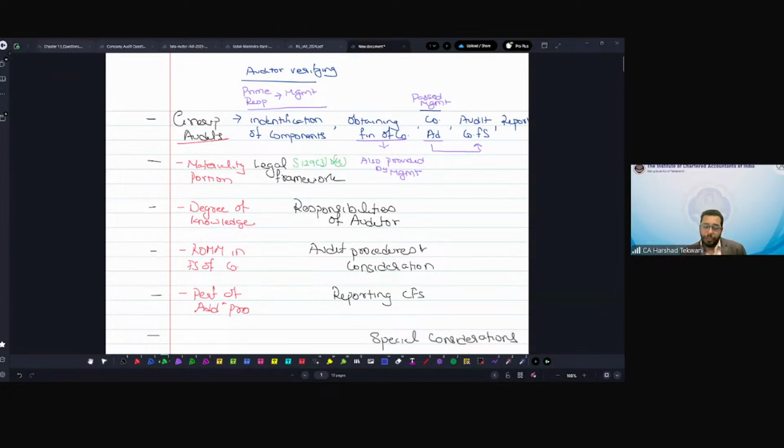129(3) says that where a company has one or more subsidiaries, including associate companies and joint ventures, then the company is required to prepare a consolidated financial statement in the same form. 129(4) says that the provisions applicable to the preparation, adoption and audit of the standalone financial statements will apply in a similar way to the consolidated financial statements. Means the way the board is required to adopt, and the way management is required to prepare standalone financial statements, they have to prepare and adopt the consolidated financial statement. In a similar way, they are required to get the consolidated financial statement audited. That is 129(4).